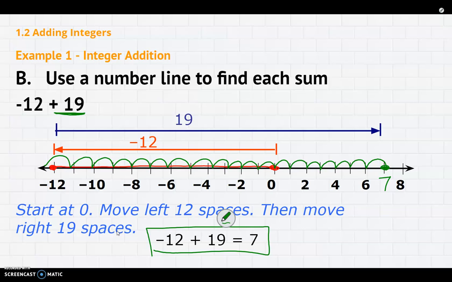Now, I could use my rules that I just learned on the last slide to do this if I wanted. And your rules said if they have different signs, which they do, you are going to subtract the numbers. So 19 minus 12, you get 7, and you use the sign of the bigger number. Well, the bigger number is 19, and it's positive. So your answer should be a positive 7. And it is. Okay, so we basically have two methods that we can always use to check our work to see if we're correct. The number line method or using the rule method.